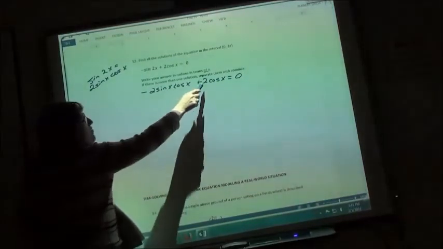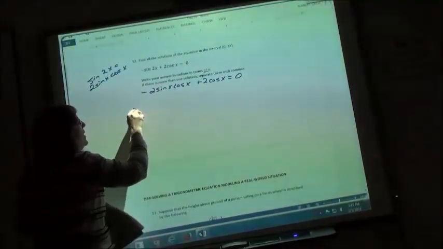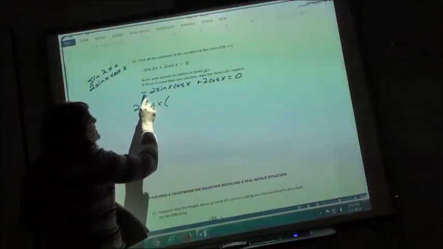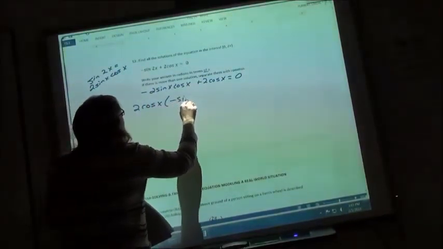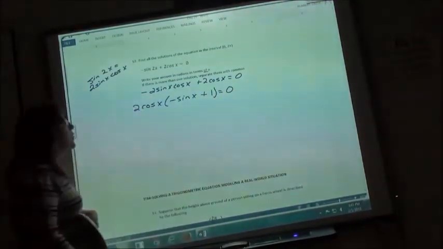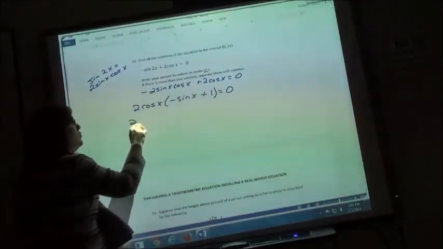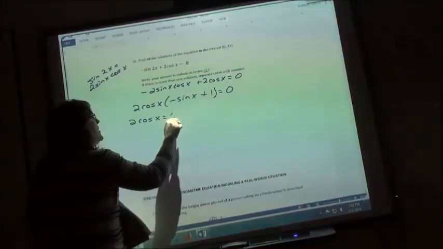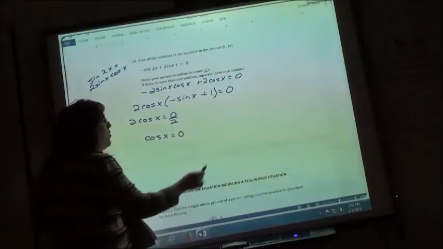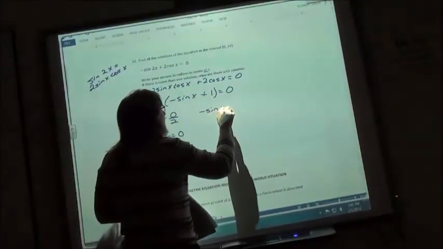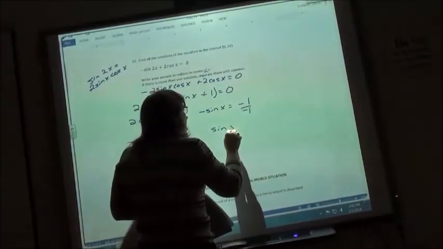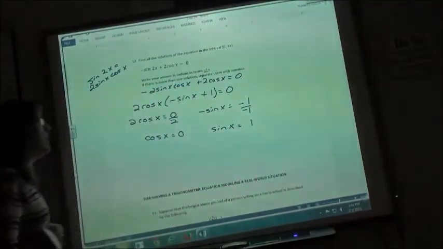So on this one we can factor out the 2 cosine of x. If we take that out, that's going to leave us negative sine of x plus 1 equals 0. So 2 cosine of x equals 0. If I divide by 2, cosine of x would equal 0. Negative sine of x would equal negative 1. If I divide, sine of x would equal positive 1 then.